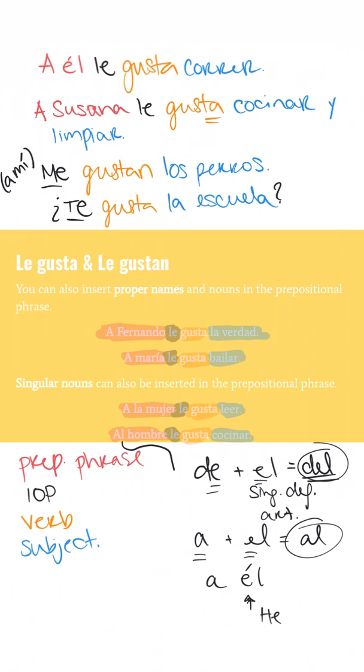And then if I really wanted to ask you, do you like school? Do you really like school? Instead of a mí, it would be a ti. A ti te gusta la escuela. Yeah, they're not necessary. If you include them, it's not wrong. But you will see them on the feature, so I just wanted to give you a forewarning.